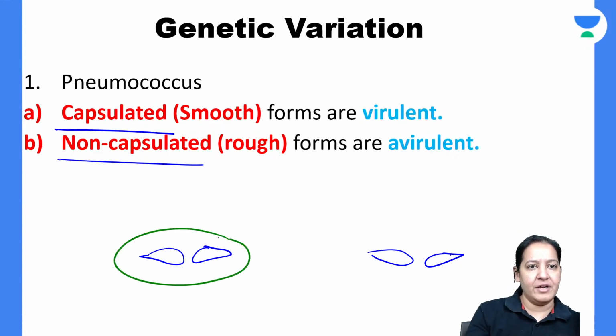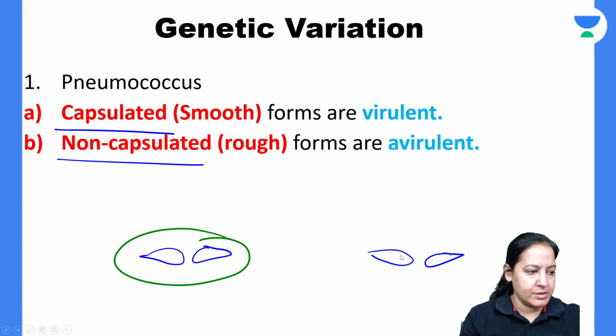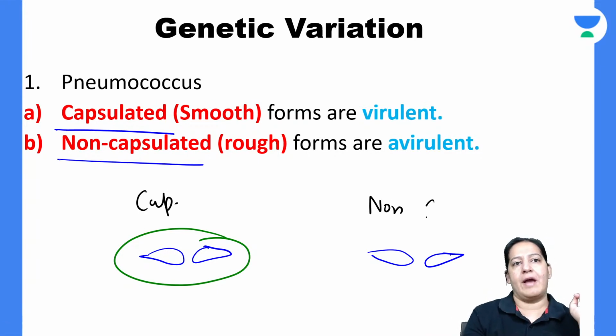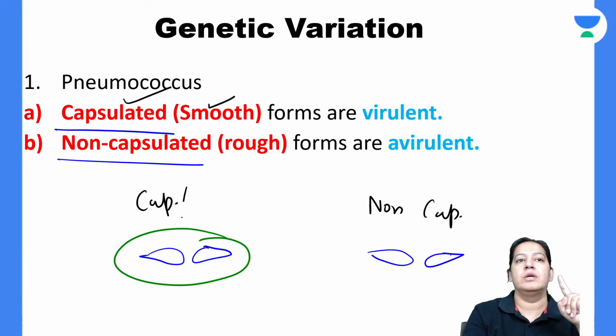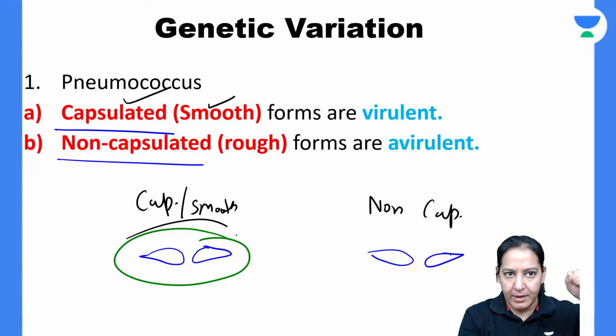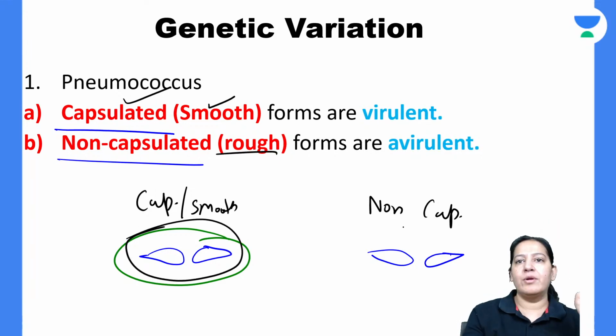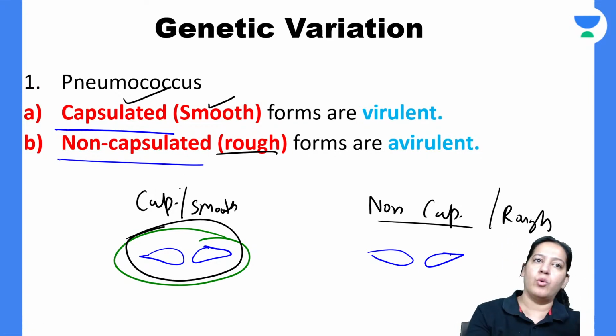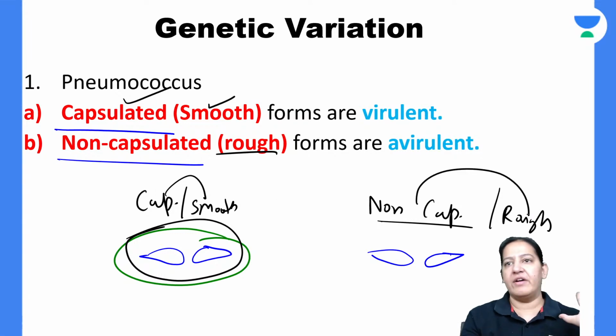So these are capsulated pneumococcus, these are non-capsulated pneumococcus. Let me write it here. Now the thing is that the capsulated ones are known as smooth, because the capsule is providing smoothness, and the non-capsulated ones are known as rough. Please learn the other names.